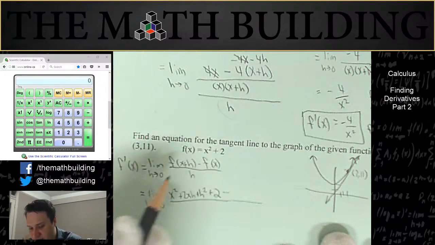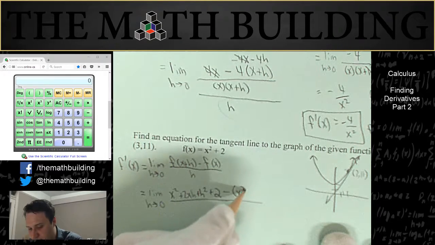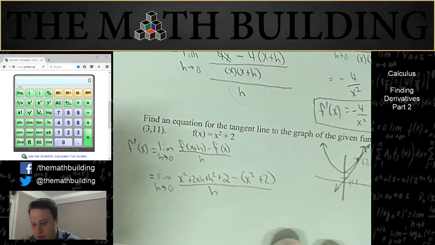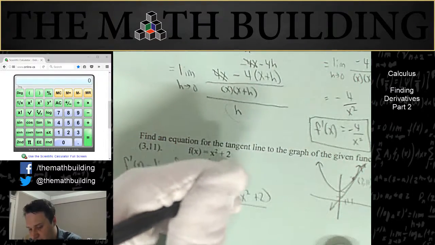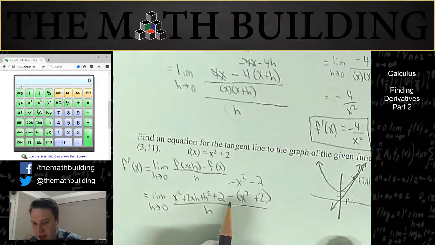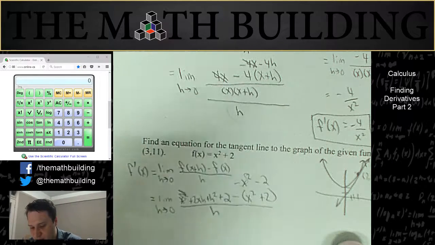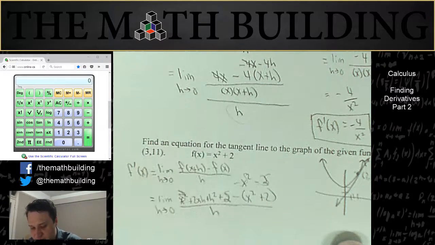So now we're going to subtract f of x, so subtract x squared plus 2 in parentheses, and that's all over h. So this is negative x squared minus 2 when you apply that negative sign. So x squared cancels with negative x squared. 2 cancels with negative 2.